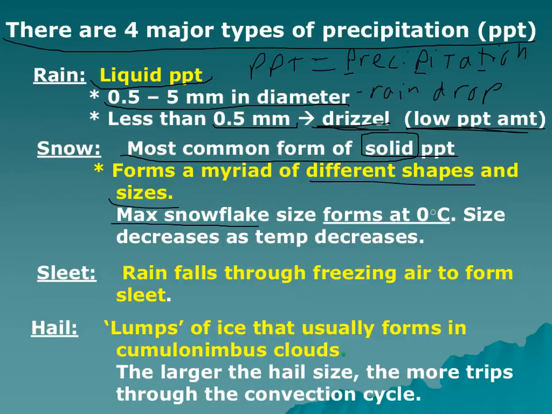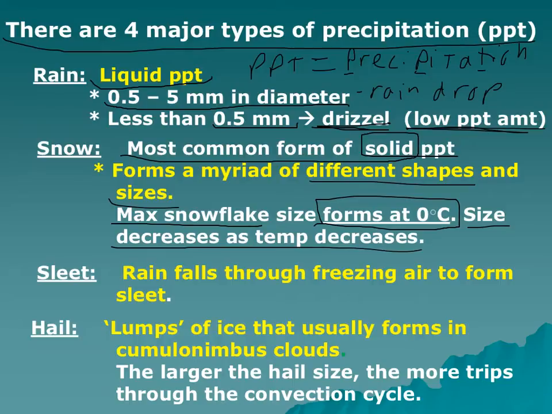Snowflakes are bigger the closer they are to freezing. Over this weekend we had pretty big snowflakes, and that is because the temperature was pretty close to 32 Fahrenheit, which is freezing. So the closer you are to freezing, the bigger the snowflakes are, and the size decreases as temperature decreases.